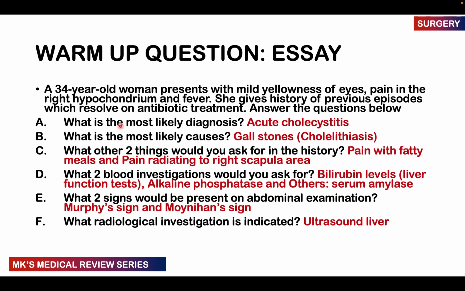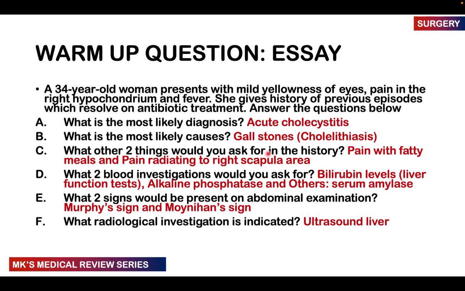Coming back to our warm-up question, we have a 34-year-old woman who presents with mild yellowness of the eyes, pain in the right hypochondrium, and fever. She gives a history of a previous episode which resolved on antibiotic treatment. Answer the questions below. So the most likely diagnosis is that she may have acute cholecystitis. The most likely cause is gallstones or cholecystitis.